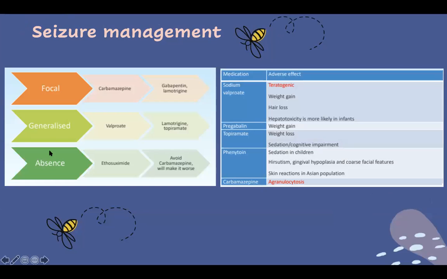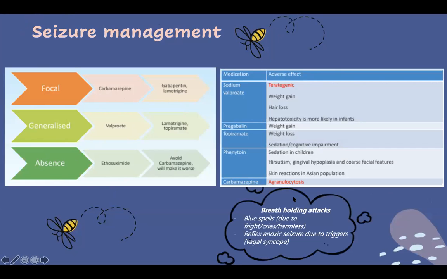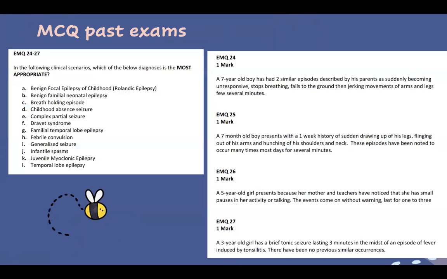This is one of the slides I stole from Ash. So focal, carbamazepine; generalized, valproate; absence, ethosuximide. So there's a first line. There's also second line, and there are some adverse side effects you can read in your own time. Don't forget about breath holding attacks like blue spells, or reflex anoxic seizures. Those are the other two to remember as well.